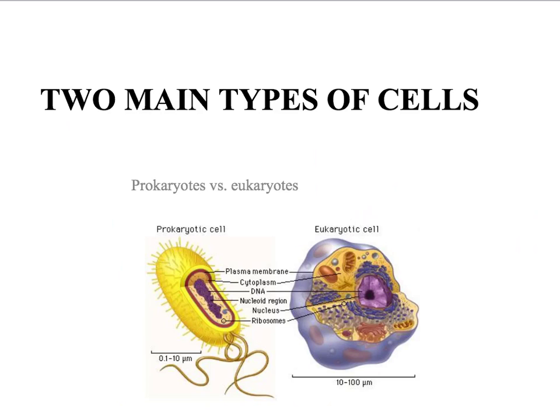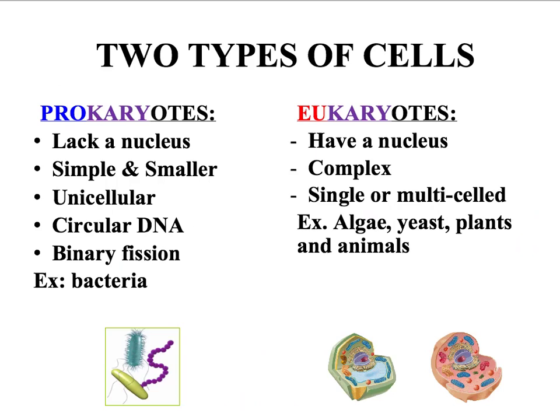When we talk about cells, we can divide them into two groups: prokaryotes versus eukaryotes. Now, prokaryotes, pro means before, kary means nucleus, so it's before the nucleus, and these are the simple cells. These guys lack a nucleus. They're simple and very small compared to the eukaryotes. They're made of just one cell. They do contain DNA, but it's in a circular form, and they divide very simply as well. An example of it is a bacteria.